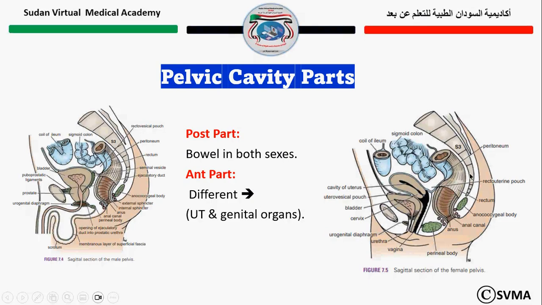The bones are the sacrum and coccyx. The muscles are the piriformis and coccygeus, and the nerves are the sympathetic plexus and the parasympathetic nerves. So behind the rectum in males and females, it is the posterior. If you say the posterior pelvic wall, that's fine, but you should know what's in the posterior pelvic wall. It's bones, muscles, and nerves. However, anteriorly it's different between males and females.